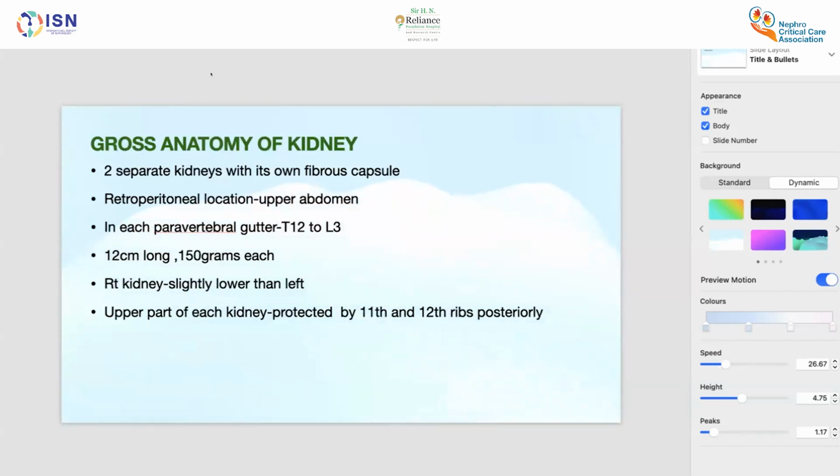There are two separate kidneys. I will just finish the little bit of anatomy, sir, in 2 minutes. Gross anatomy of the kidney.